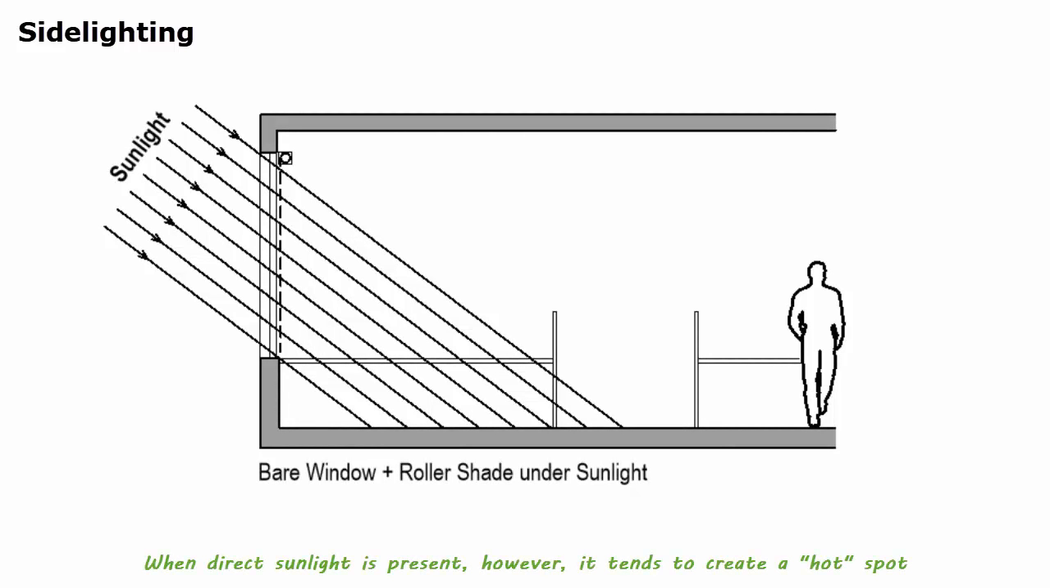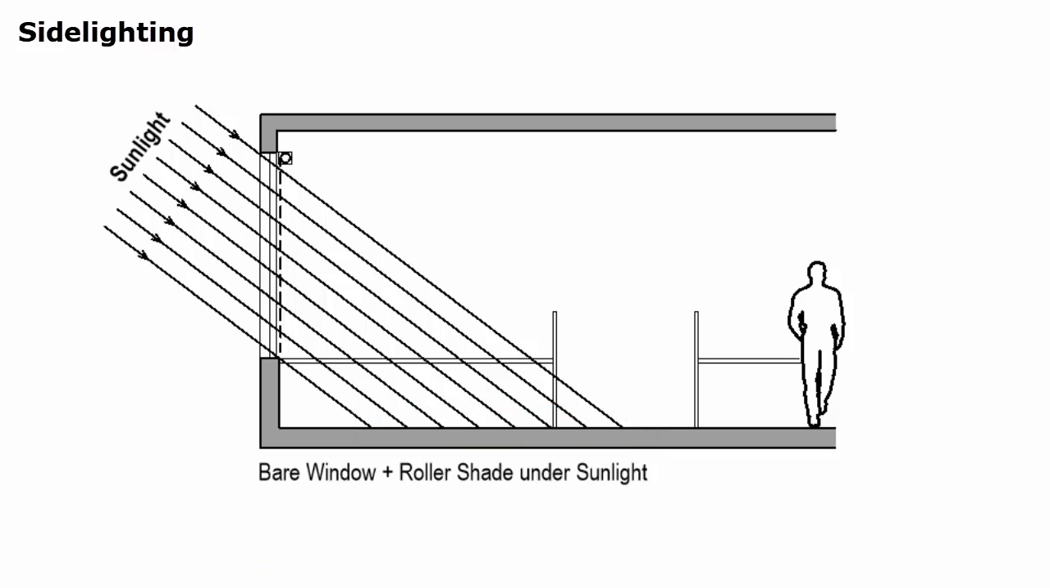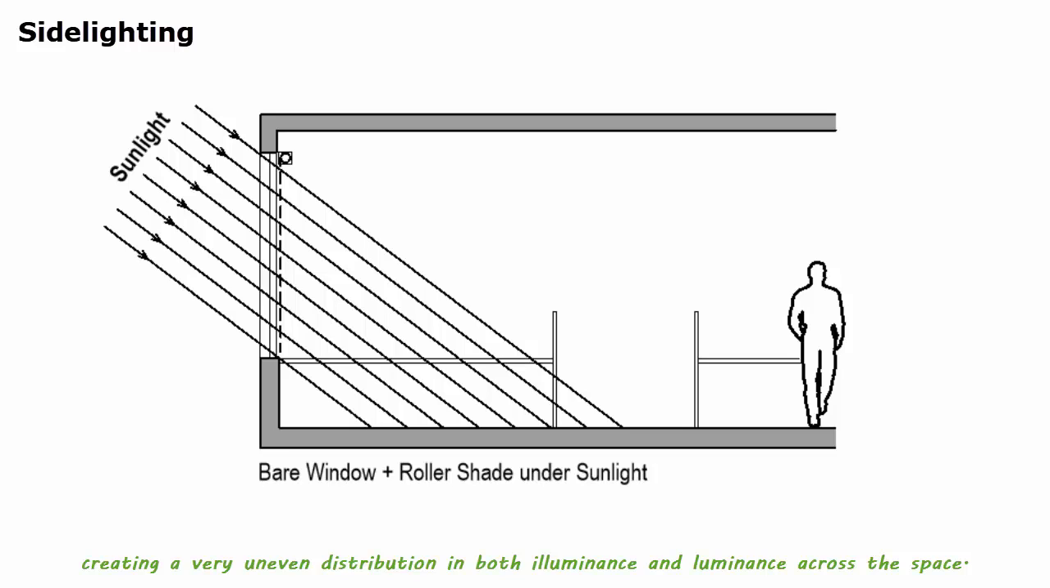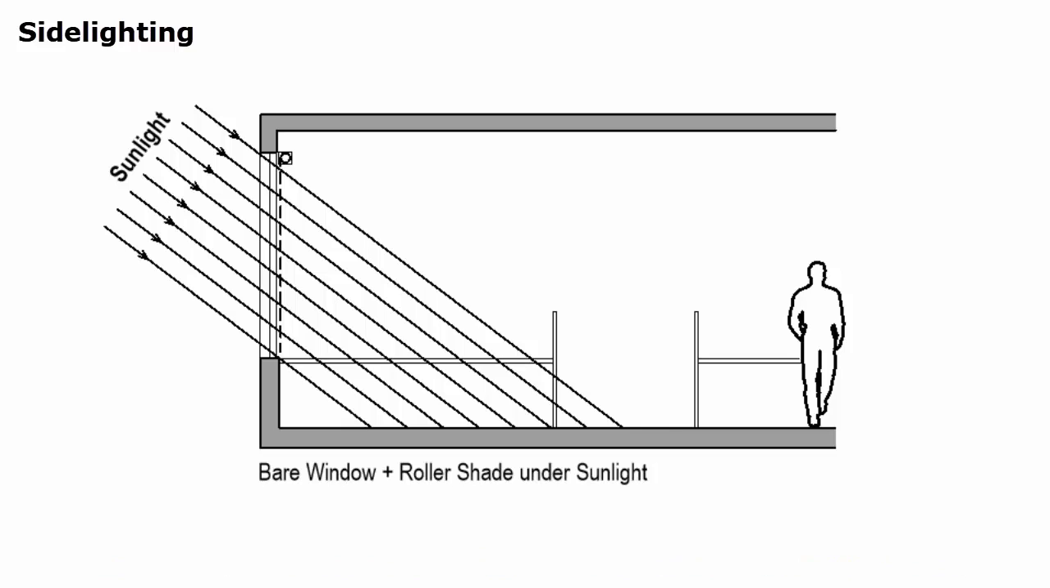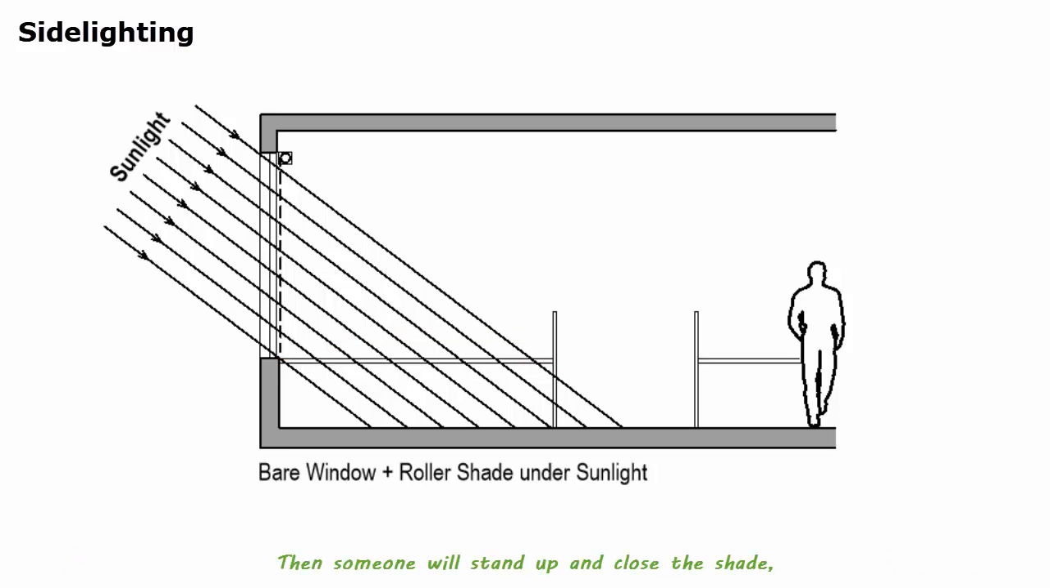When direct sunlight is present, however, it tends to create a hot spot in the area close to the window, making the luminance there extremely high. Then light level drops immediately beyond this point, creating a very uneven distribution in both illuminance and luminance across the space. If the hot spot falls on a work plane, it will keep occupants from performing their tasks. Then someone will stand up and close the shade, which cuts off the view and source of daylight completely. The shades can remain closed even after the sun moves out of the view.